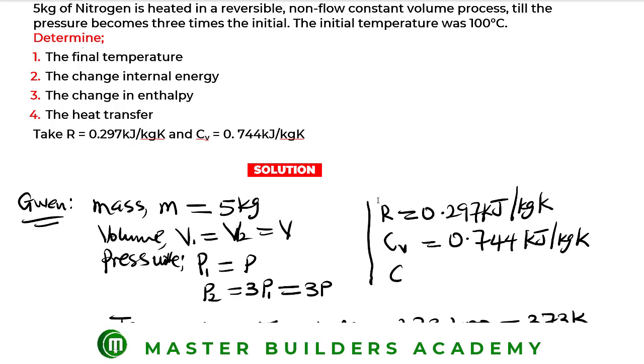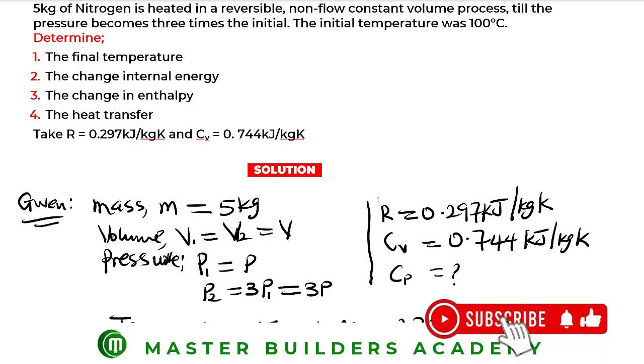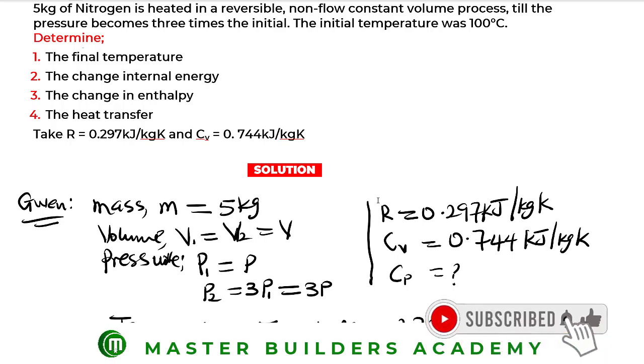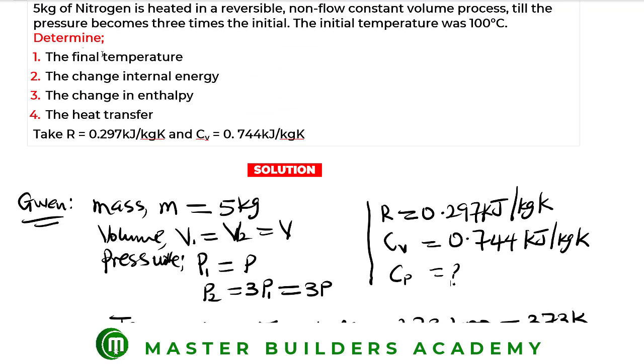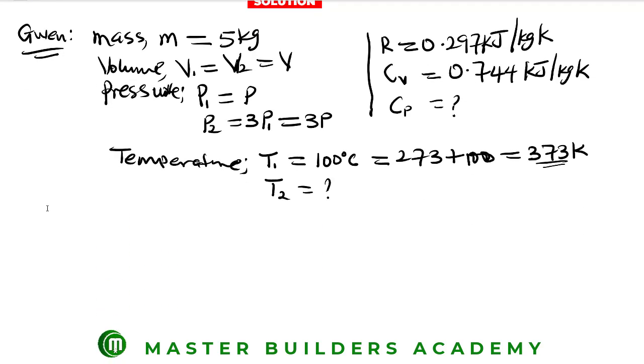But we are not given constant pressure. So if there is an equation that requires us to use constant pressure, we will obtain it. Remember that CV is the specific heat at constant volume, and then the other is at constant pressure. Okay, so now the first question here is for us to find the final temperature. So how do we find the final temperature?